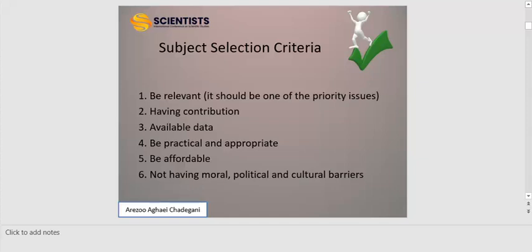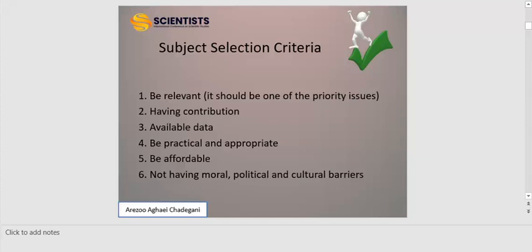Number three, available data. It means that for your research, you need to collect research data and you need to analyze this data. So, in order to answer your research question, you need to ensure that the required data is available. Number four, be practical and appropriate.